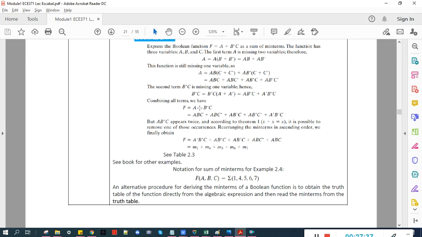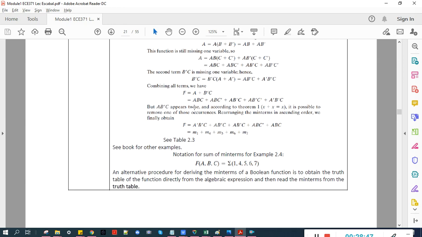Combining all terms, we replace A by its equivalent, which is these 4 minterms: ABC plus ABC prime plus AB prime C plus AB prime C prime, and then for B prime C, which is AB prime C plus A prime B prime C. Notice that AB prime C is common to both A and B prime C, so we just write it once because it's redundant. So we only have a total of 5 minterms instead of 6.